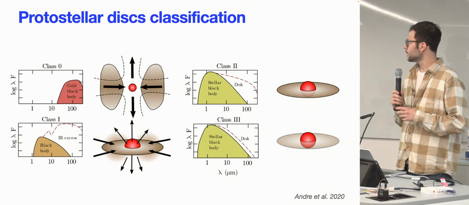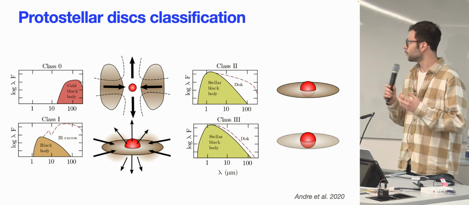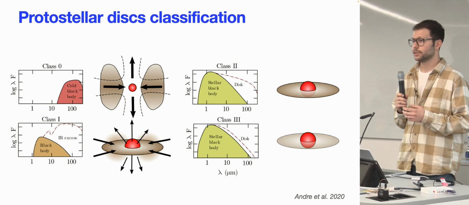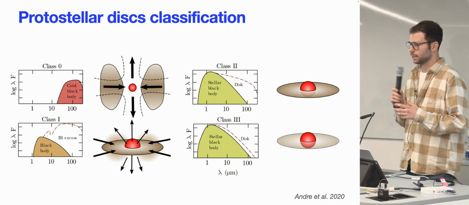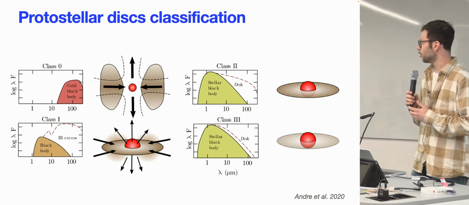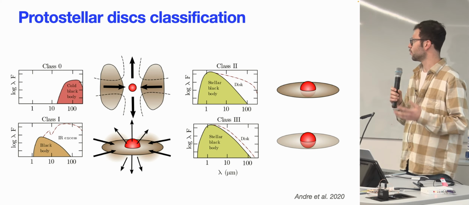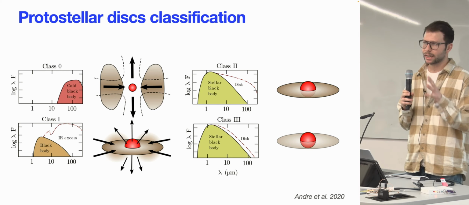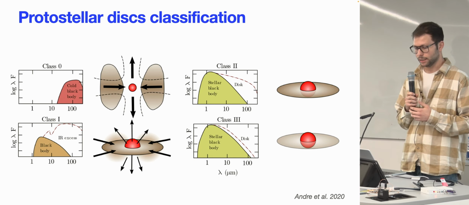And so just to give a brief outlook of protostellar disk classifications. This is a historical classification for these objects, and it's possible to divide them into 4 classes, which are tracing the temporal evolution of these objects.